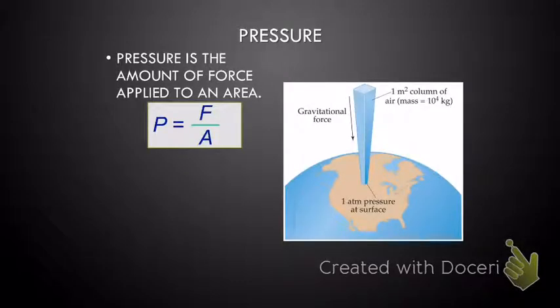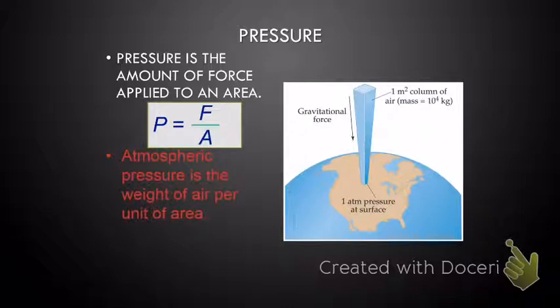So now we're going to talk about pressure. By definition, pressure is the amount of force that you apply over a given area. This figure is looking at air pressure, which is the amount of pressure due to gravity pressing down on any particular area. You can imagine that atmospheric pressure is literally the weight of the air per unit area.